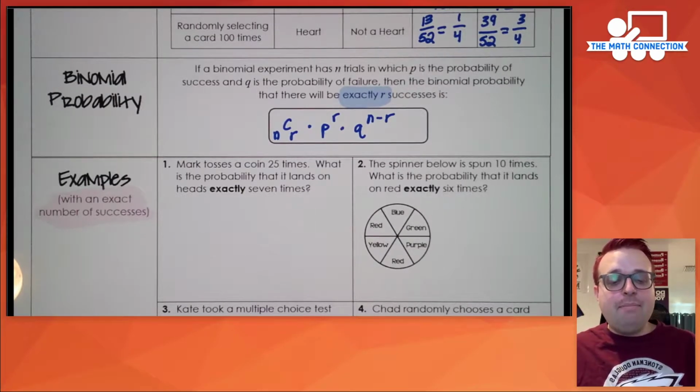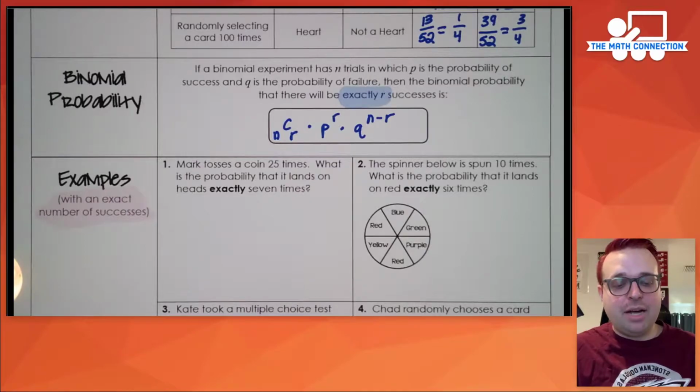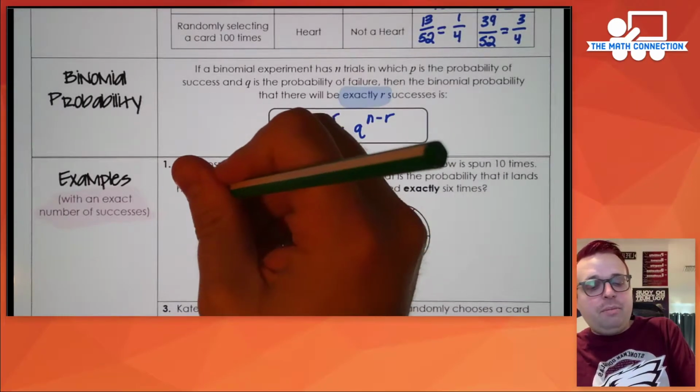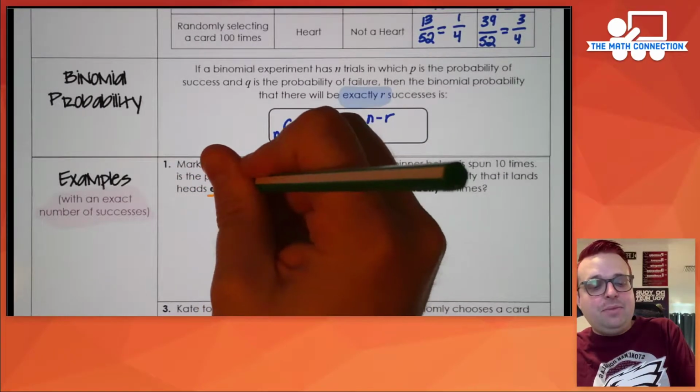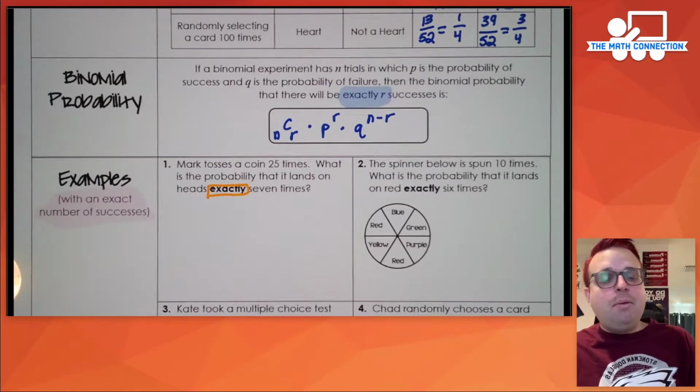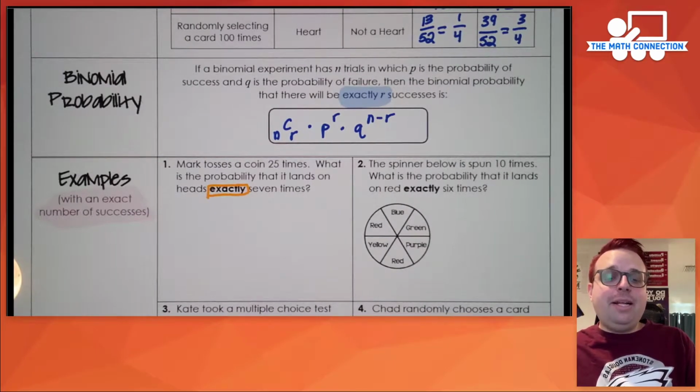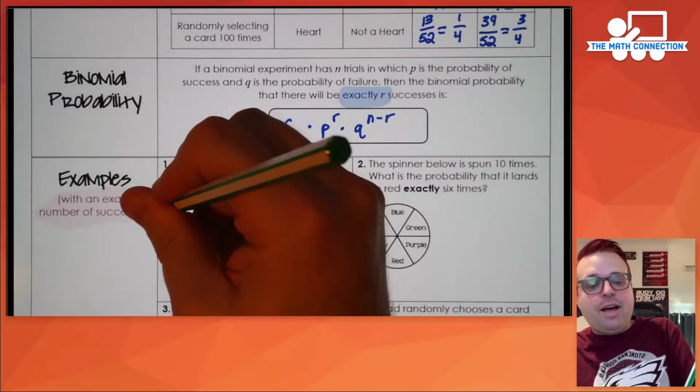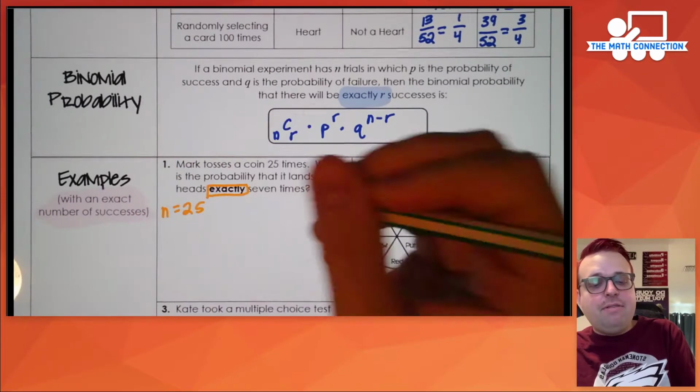So example 1, Mark tosses a coin 25 times. What is the probability that it lands on heads exactly 7 times? Okay, so keyword here being the word exactly. Remember, N is the number of trials. So how many times did he toss this coin? 25. So N is 25.